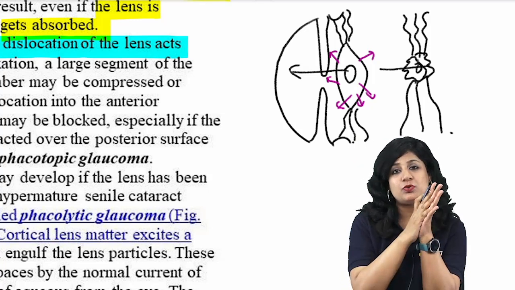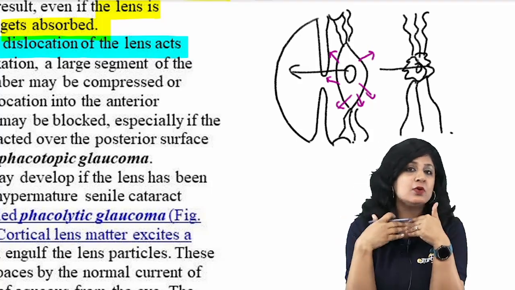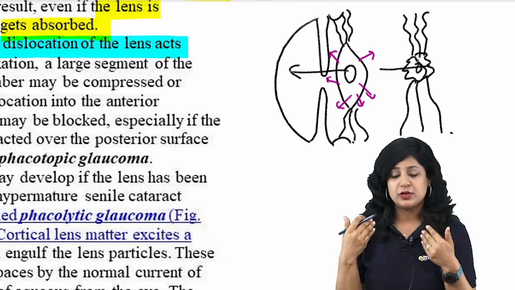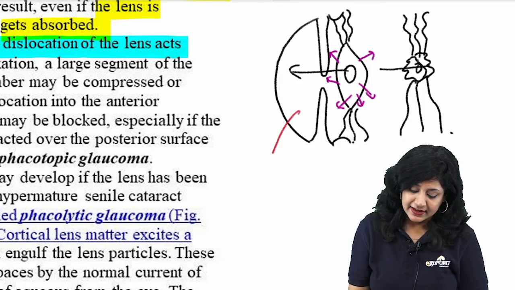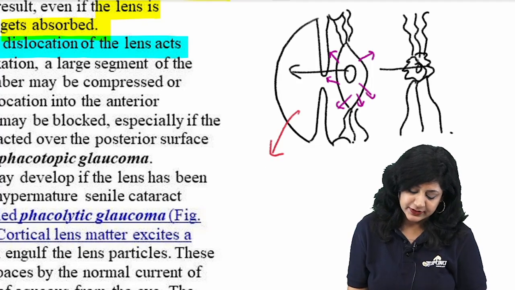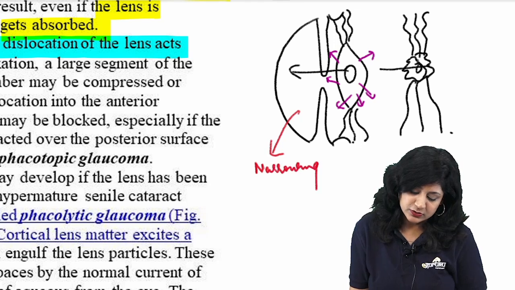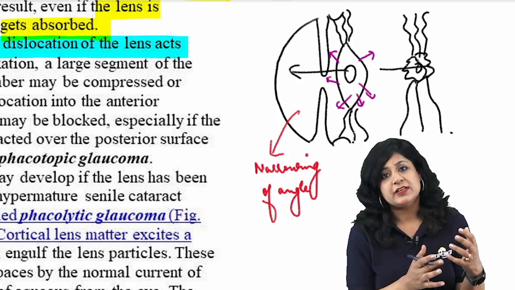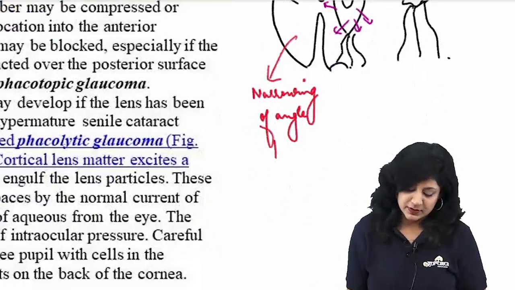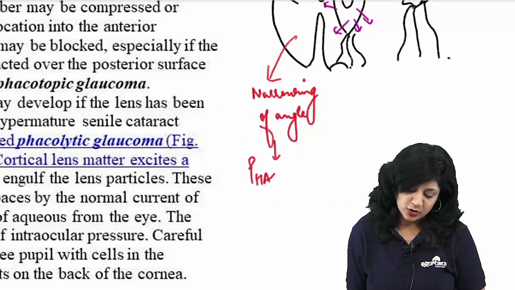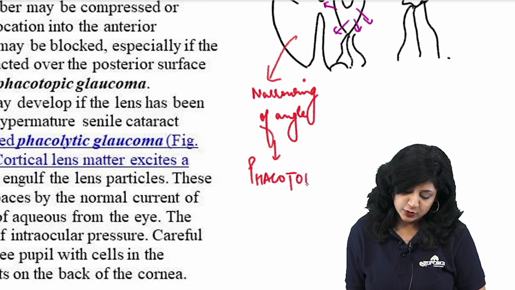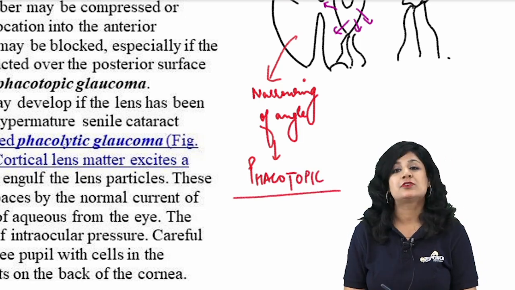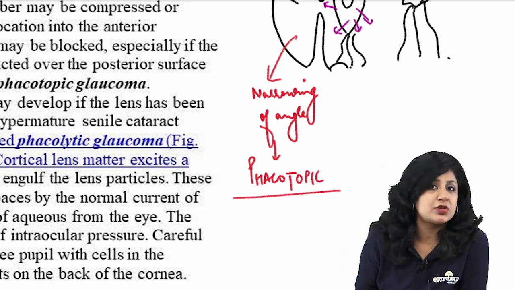That means it's only the partial displacement. It can go anteriorly also, it can go posteriorly also. So, if it is going anteriorly, this is causing narrowing of the angle of anterior chamber, and obviously when it is causing narrowing of the angle of anterior chamber, this is causing glaucoma. This glaucoma is called the phacotopic glaucoma. So, this glaucoma is actually occurring due to the changes in the position of the lens.